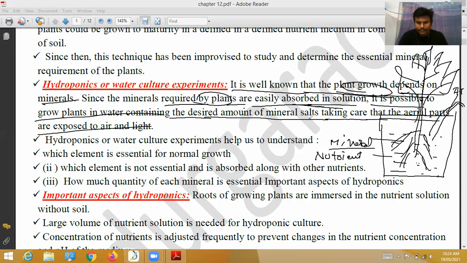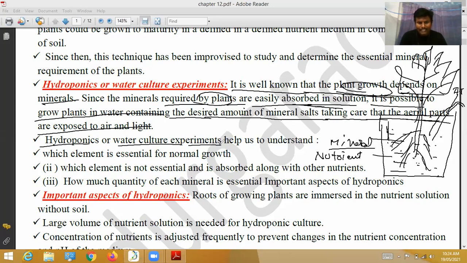So see here, it is possible to grow plants in water containing the desired amount of mineral salts. Whatever minerals and salts are essential for that plant are all dissolved in this solution, so that the aerial parts are exposed to the air. Aerial parts means the stem and leaves, exposed to air and sunlight. This technique is called hydroponics.